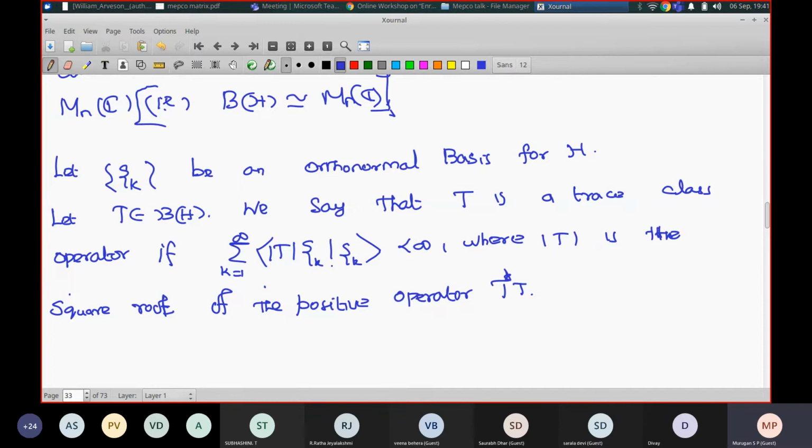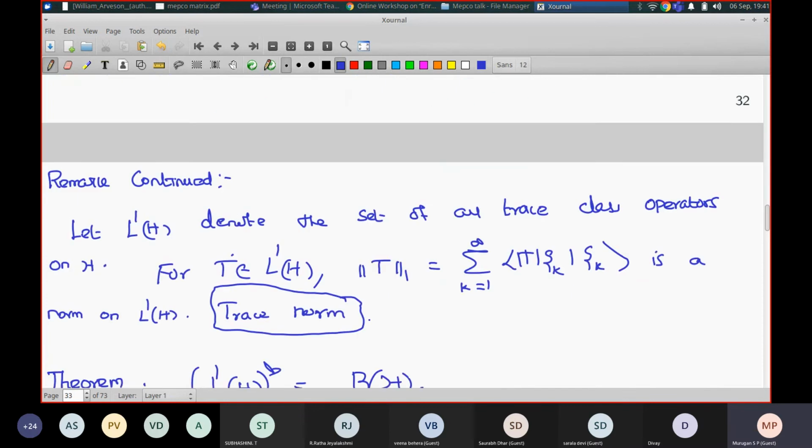The modulus of T, summation over k, is less than infinity, where |T| is the square root of this positive operator. Any positive matrix has a square root, and therefore any positive operator has a square root also. You don't need to worry about it, but I need to mention it here.